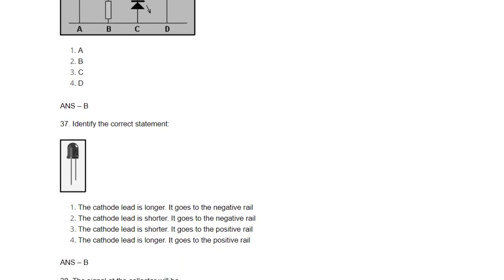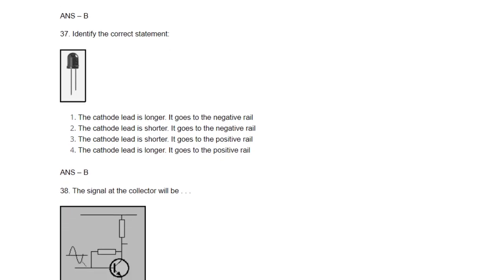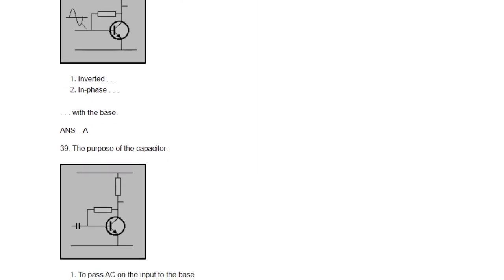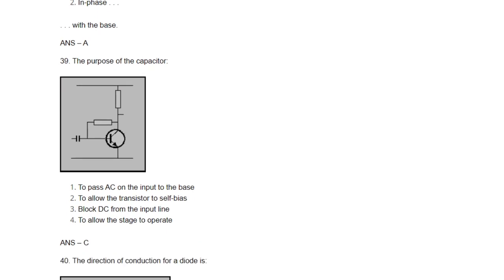Identify the correct statement about this figure. The cathode lead is shorter, it goes to the negative rail. This is statement B, it is the correct one. The signal at the collector will be inverted. The purpose of the capacitor is what? Block DC from the input line, that is C.